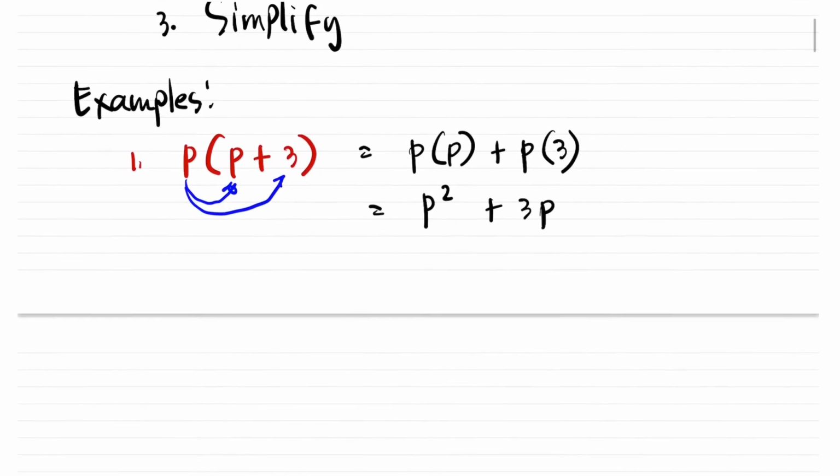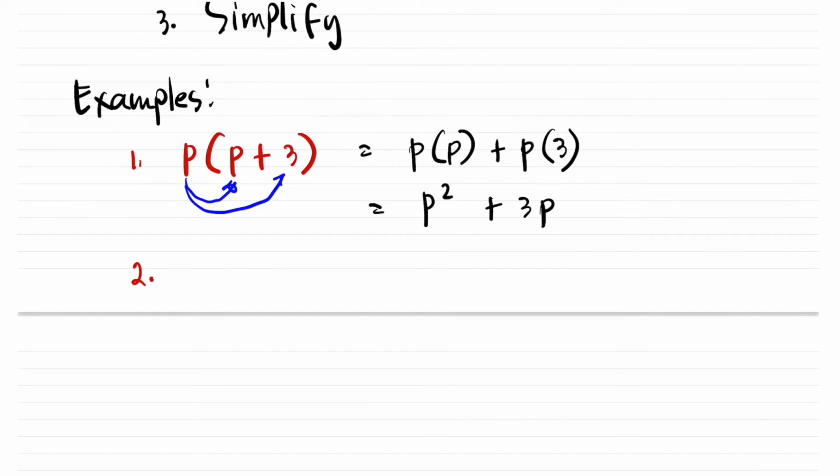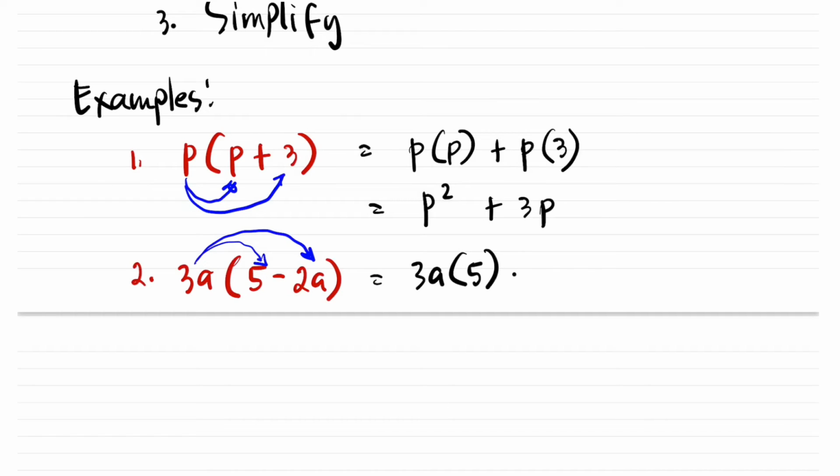Alright, the next example that we are going to have would be 3a times the quantity 5 minus 2a. Again, we simplify by distributing what is outside to inside, and when we distribute we multiply. So therefore we have 3a times 5 minus 3a times 2a. So we have here 15a minus 6a squared.